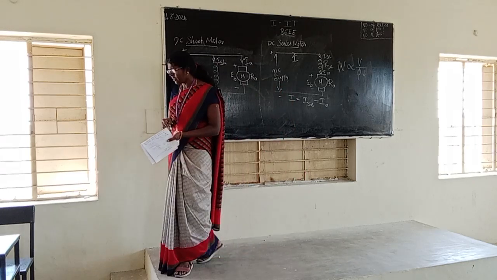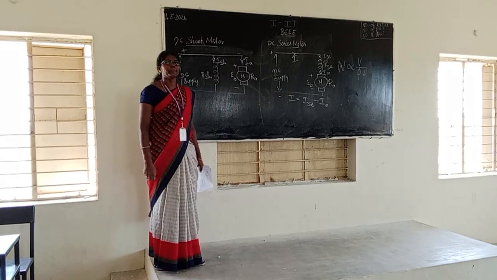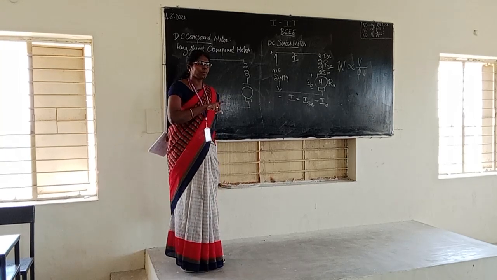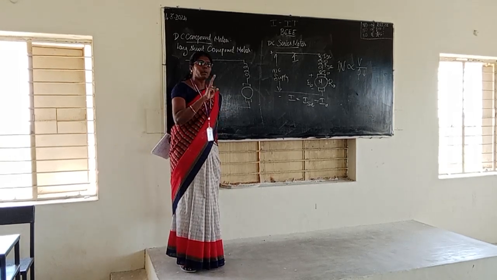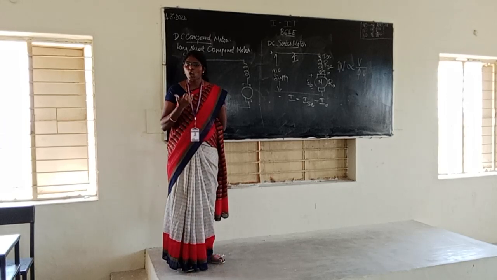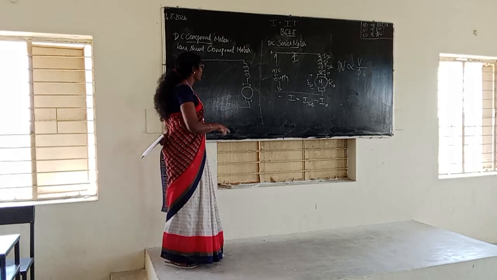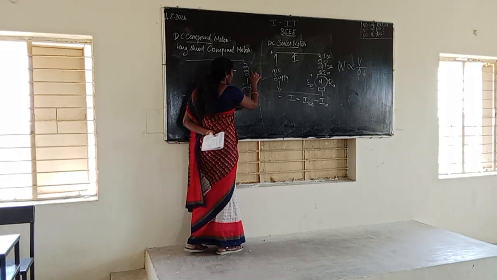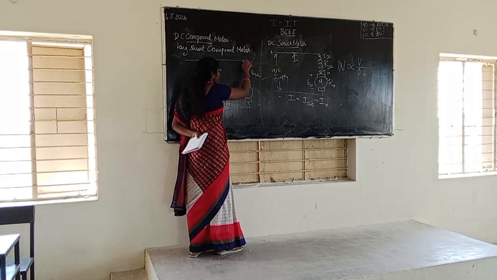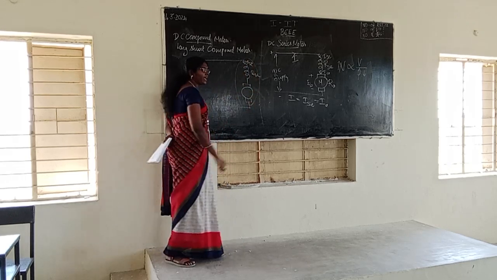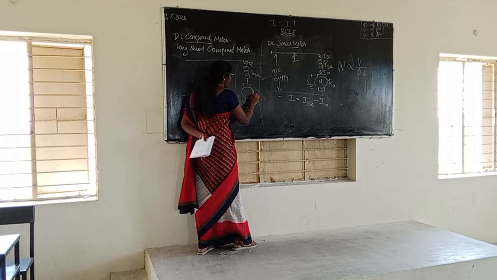And the next is compound motor. The next type is compound motor. Compound type is further classified into long shunt and short shunt. In the long shunt compound motor, the field winding is connected in series, so we have the series combination of field and armature.